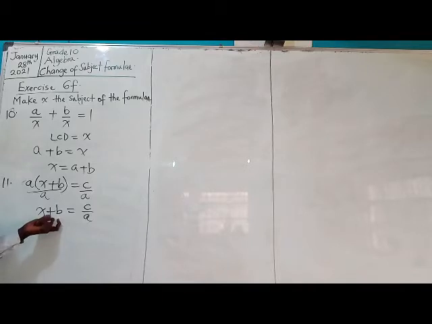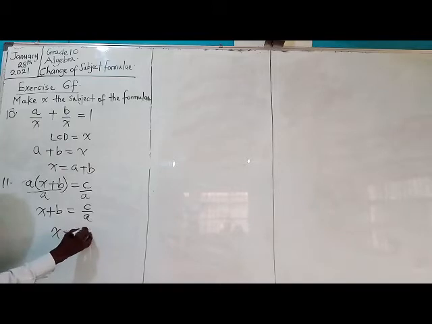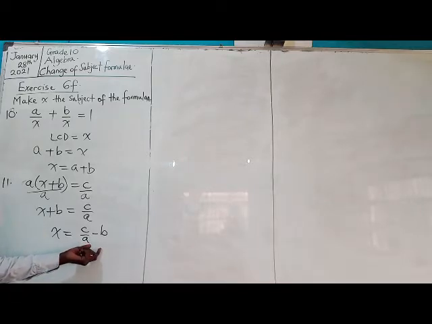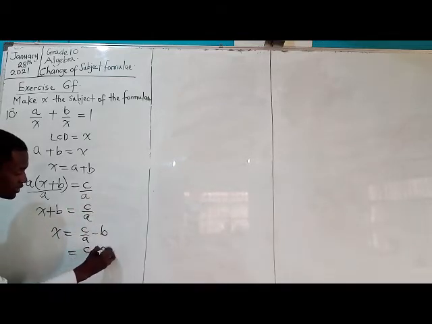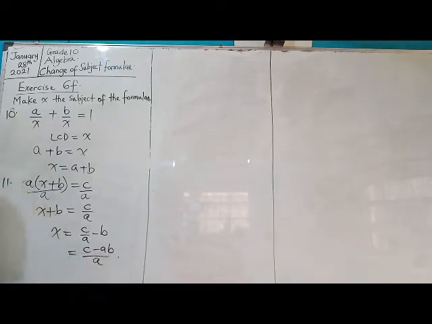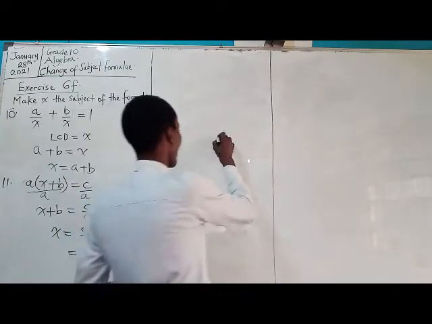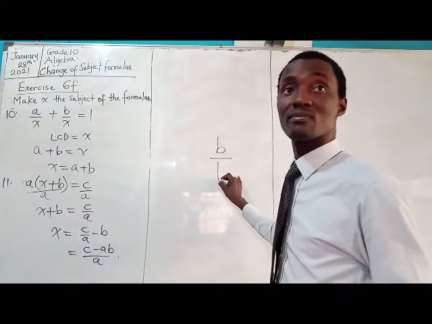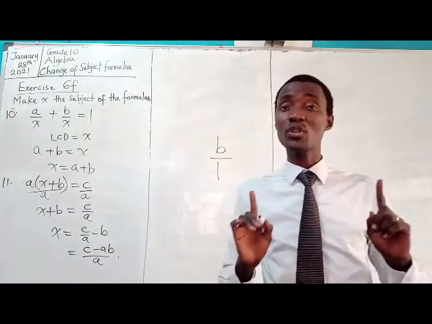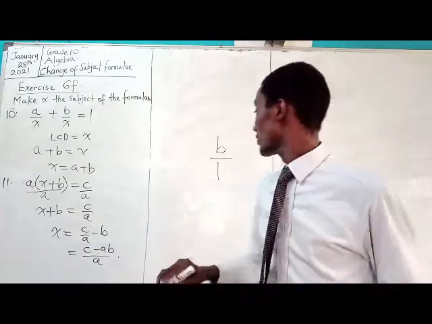At this point, we use our concept of additive inverse to move this out. X is equal to what? C over A minus B. Now this is where it gets a little tricky. In some exams, this option might not be available. So you already know how to look for LCM and things like that. And this will give you C minus AB over A. Because remember that every whole number or letter is always over 1. You mustn't forget that.